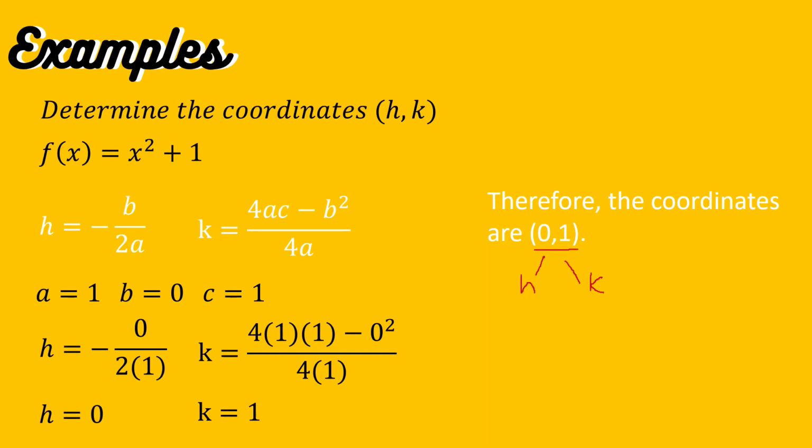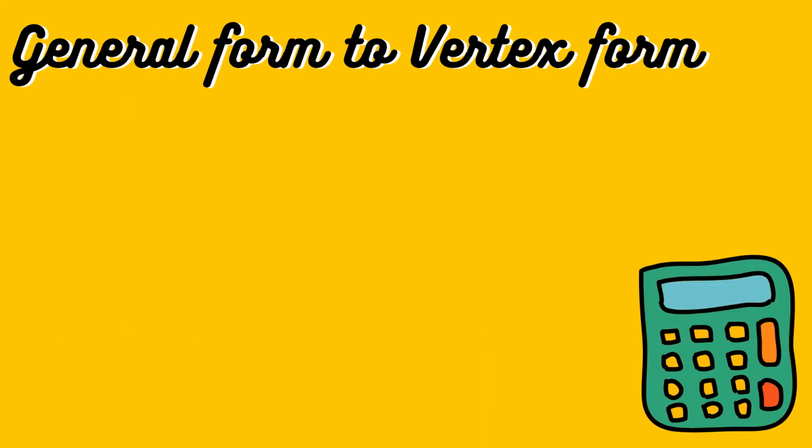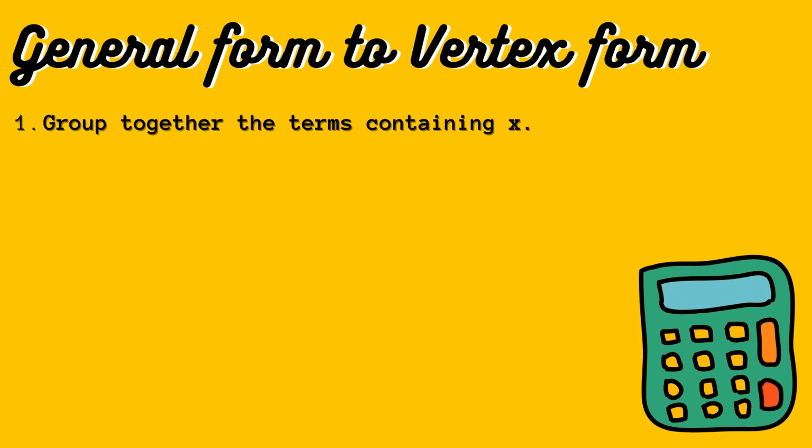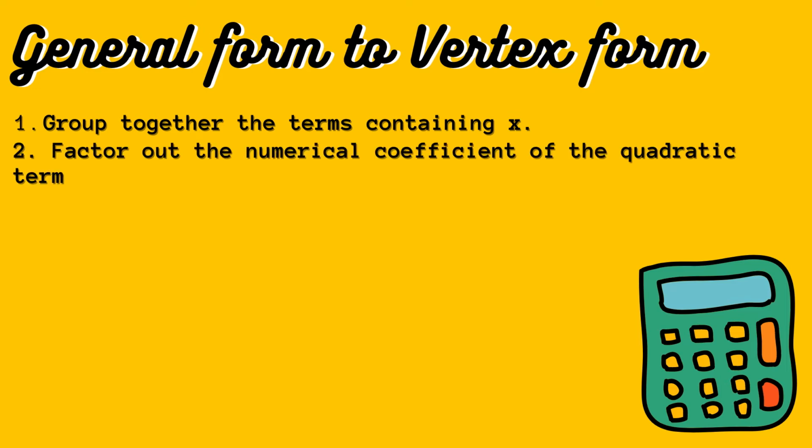Now let's go to the next one. Today we will learn how to transform a general form of a quadratic function to its vertex form. So the first step is to group together the terms containing x. So ito yung mga numbers na merong katabing letter x or any variable. Next, factor out the numerical coefficient of the quadratic term. So ito yung mga numbers na katabi ng letters or ng variables. So this will be explained later on when we have examples.